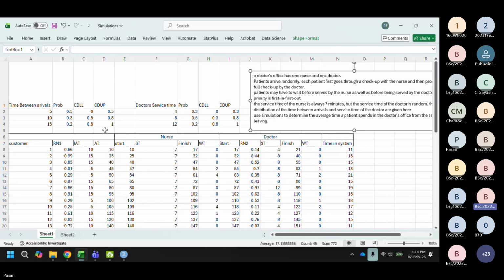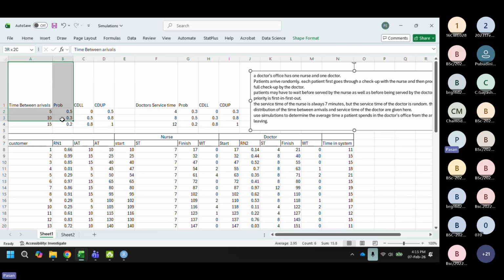So now if you look at the time between arrivals, that is the inter-arrival time, or the time between arrivals, right? And that's the inter-arrival time, right? And we are saying that, by doing some research or some survey, whatever, right? They have some distribution there, right?